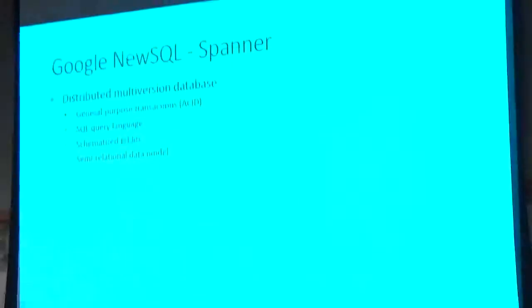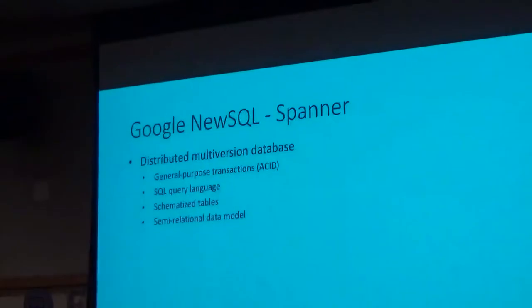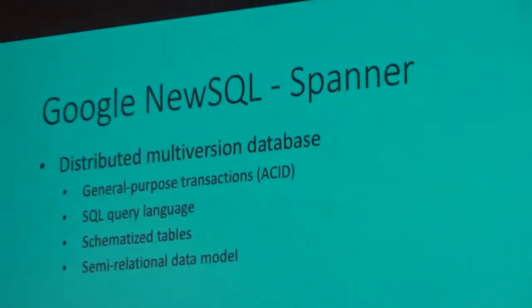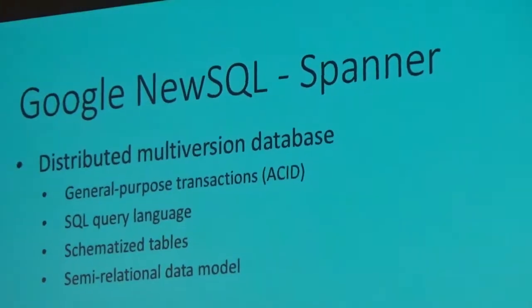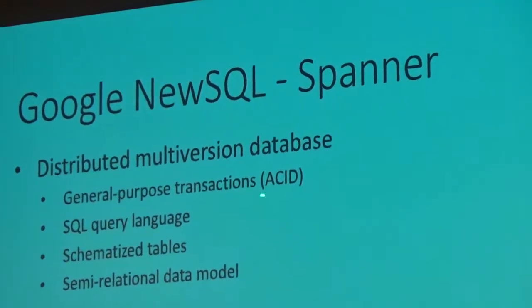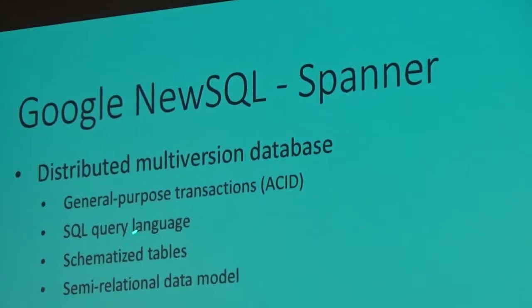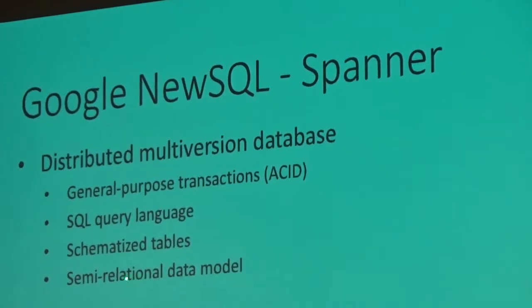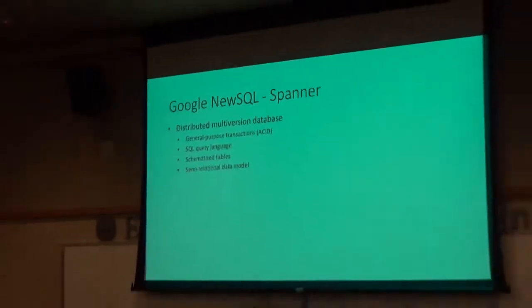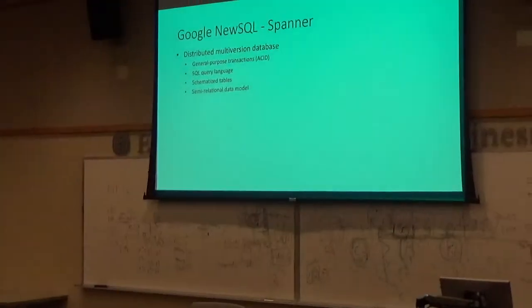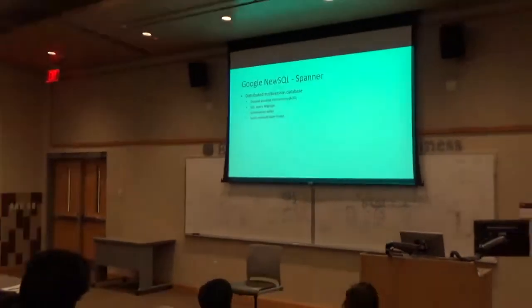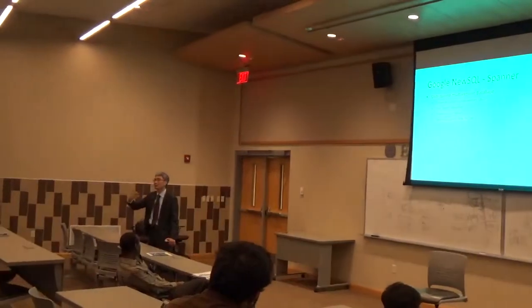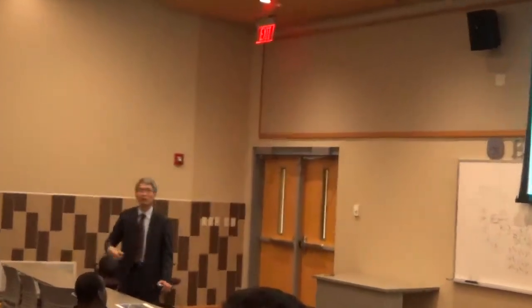Google also claims that they are developing a NewSQL database, which is called Spanner. It's distributed, but it basically supports ACID. It uses the SQL query language, and it's a semi-relational data model. It supports most of the relational model, but is slightly different. It controls the version, and behind it has batch job processing to reduce the overhead.